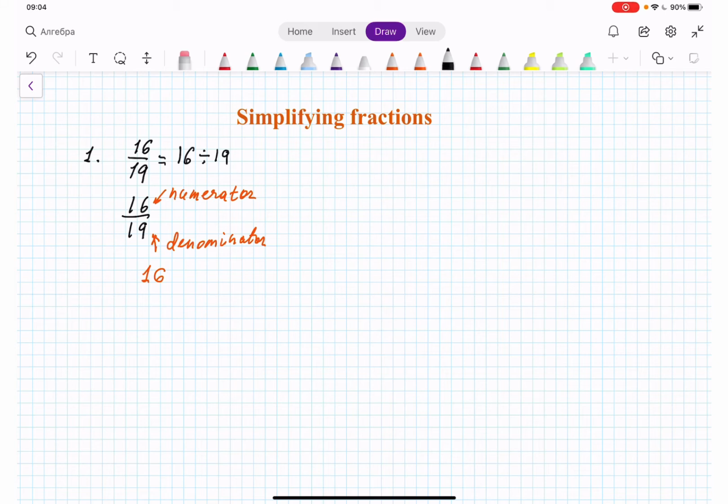Question number 2. What is a factor? A factor is when two or more numbers are multiplied, then each number is a factor. Let's say 2 times 3, then 2 and 3 we call factors. Okay? Next one.